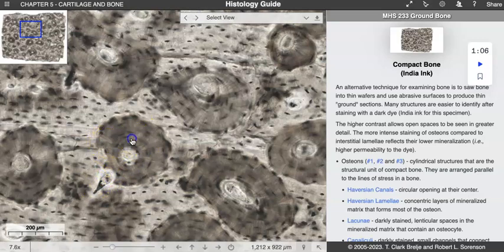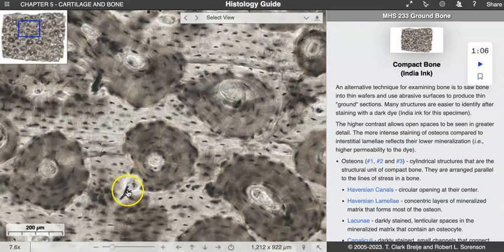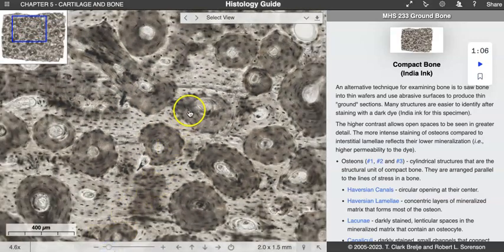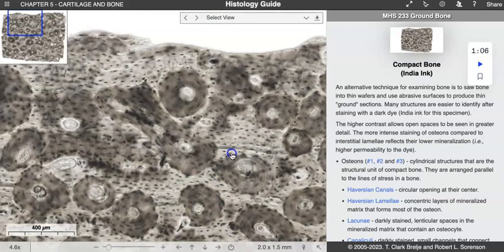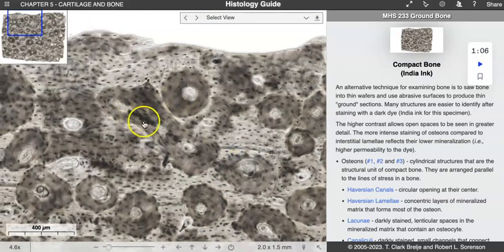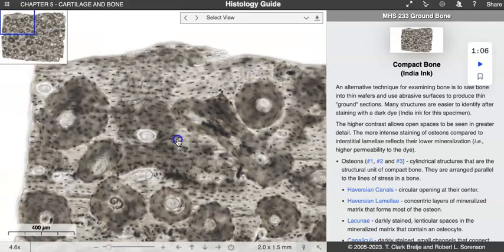And so every so often, depending on how the slide is cut, you'll be able to see a little bit of that Volkmann's canal. And you can see a little bit more here too. So this is a cross-sectional view. If we had one that was longitudinal, which you do have the ability to see in your slide box, you would be able to see more of these Volkmann's canals on that longitudinal view, although you would not see the osteons and these concentric ring forms that are here.